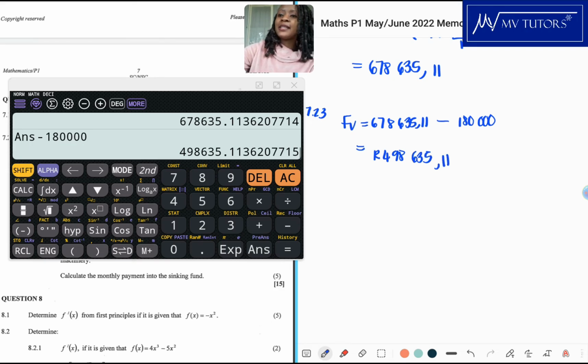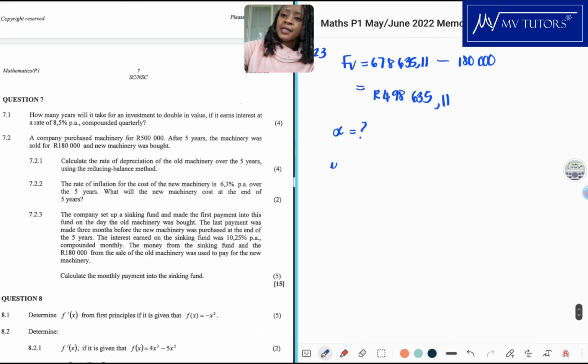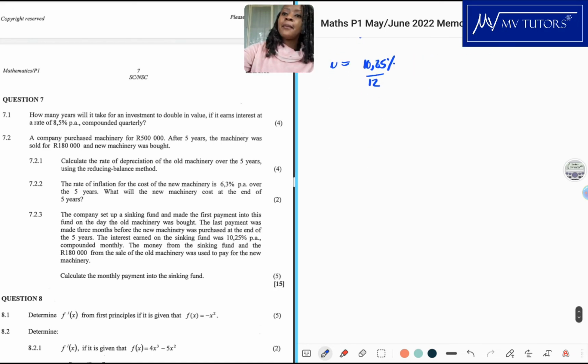635,11. This is what I need to invest for. Okay, this is my future value. And then what am I looking for? I'm looking for the monthly payments. What is my interest rate? I was given an interest rate of 10.25% compounded monthly. The one thing I'm left with is the amount of time. So I know the temptation would be to take 5 years, but they said the last payment was made 3 months before the new machinery was purchased at the end of 5 years.